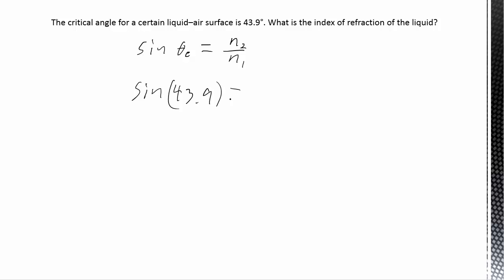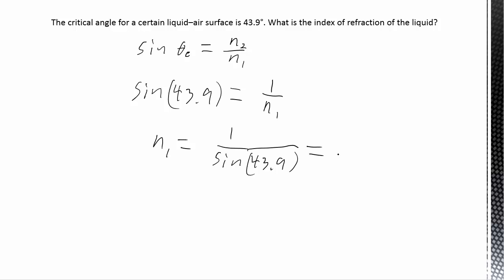43.9. N1 is air, so we're just going to plug in 1. Sorry, N2 is air. And then N1 is what we're solving for. So we can just flip places there, and we get sine of 43.9. Plug that guy into our calculator, and we get an index of refraction, unitless quantity, of 1.44. There you go.